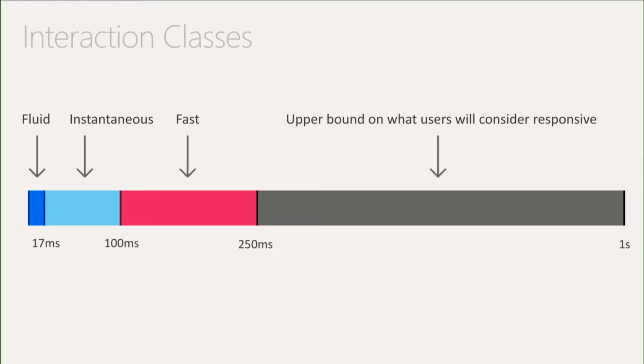Instantaneous, that's 17 to 100 milliseconds, or maybe 50 milliseconds is that sweet spot. Those are more of the interactions, like when you go to touch a button or swipe something in a list, you expect the system to respond. That time frame is what you look for. And the 100 milliseconds to 250 milliseconds, things happening in that time frame, that's like whole page transitions.